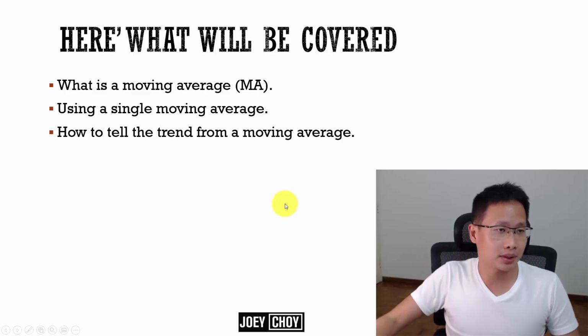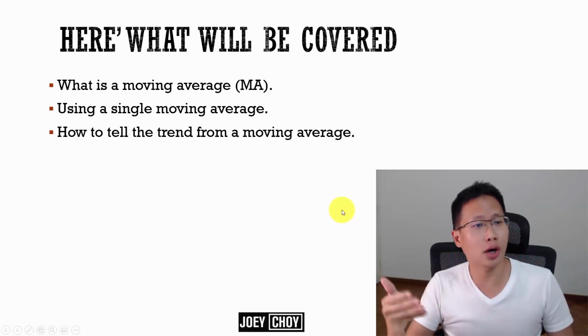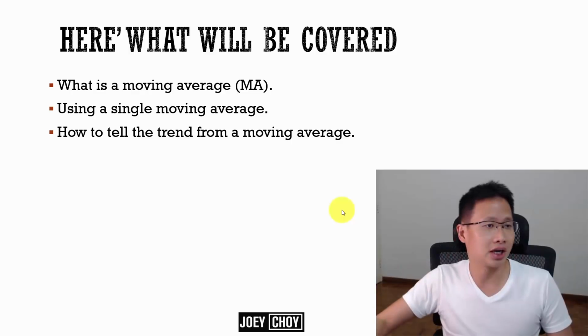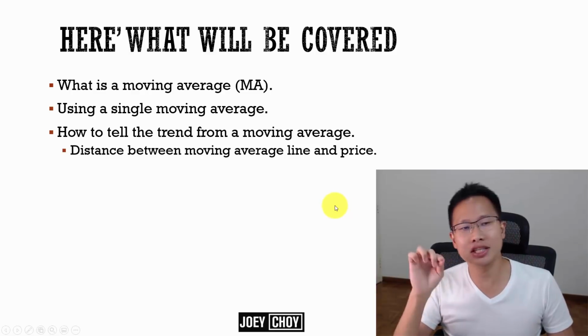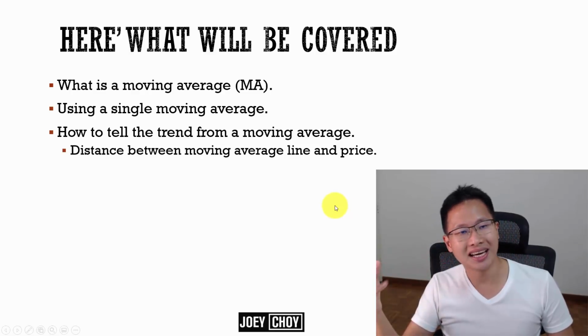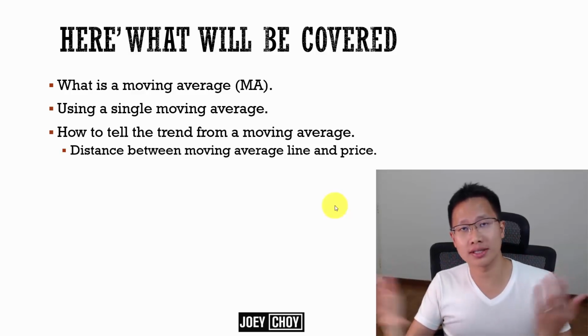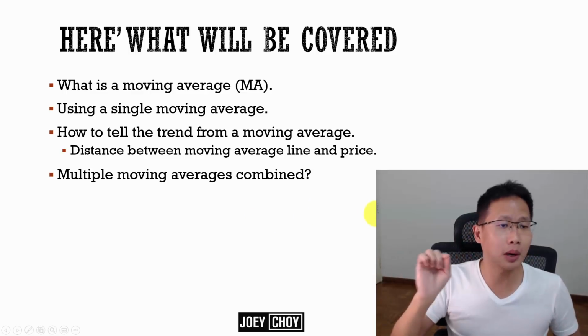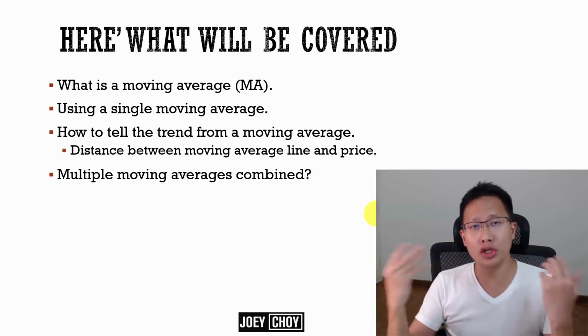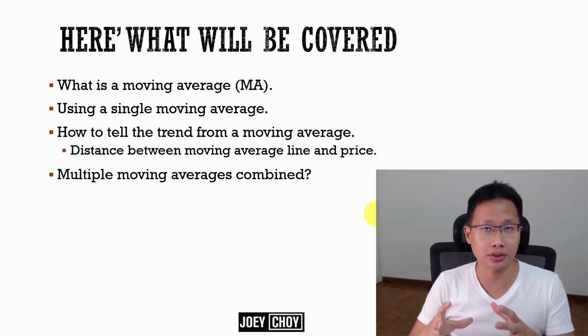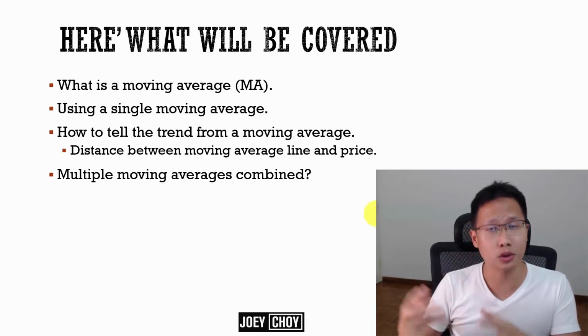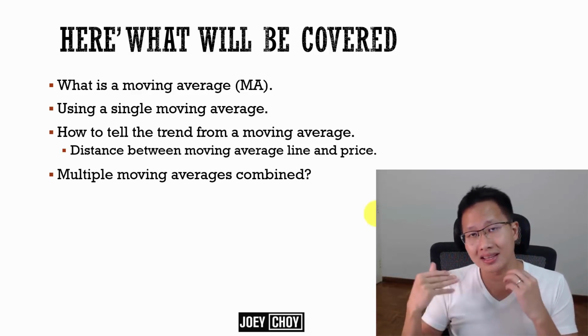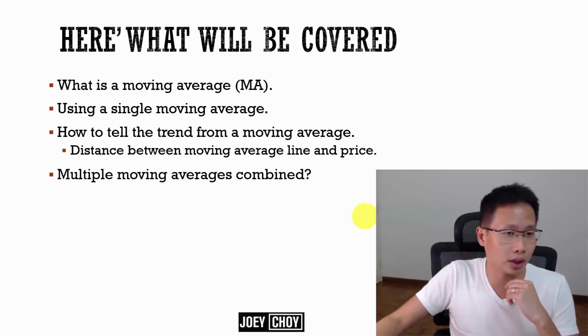After that, we will also teach you how to tell the trend from a moving average. We also look at the distance between the moving average line and the price itself. What does it mean when the price is far away from the line? Next, we'll cover multiple moving averages. How do we use multiple moving averages to get the trend, or to affirm the trend even better, so that we can take trades along with the trend?